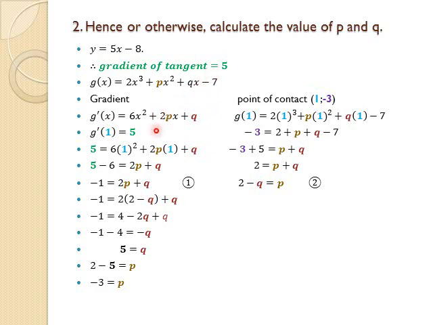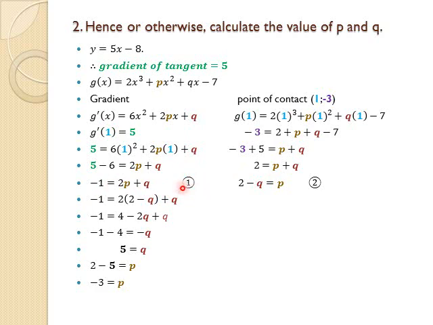Now we should understand that the first derivative at x equals 1, remember it's at the point x equals 1, the gradient is 5. So if I substitute in there, I have 6 times 1 squared plus 2p times 1 plus q, all of this equals 5 because that's what we got as the gradient of the tangent. 6 times 1 is 6. If I take it over, it becomes negative 6. 2p times 1 stays 2p plus q. 5 minus 6 gives me negative 1, so negative 1 equals 2p plus q.